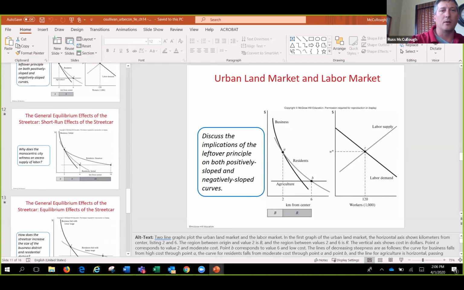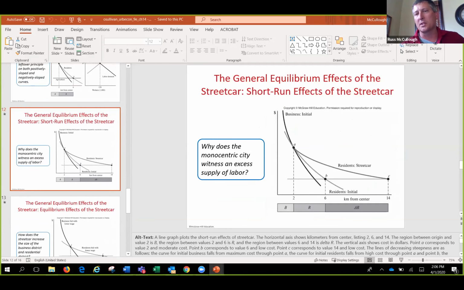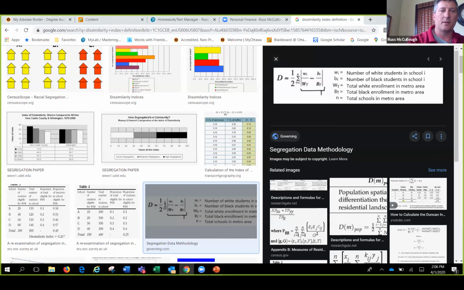All right, so in some of the problems, this was the streetcar example we went over. We might have the residents being able to afford more to live out farther, and that was a shift of the resident bid rent curve. Okay, let's get to our problem then.